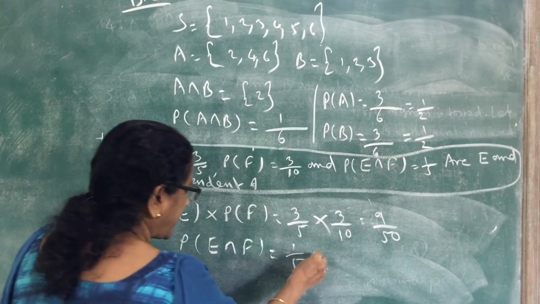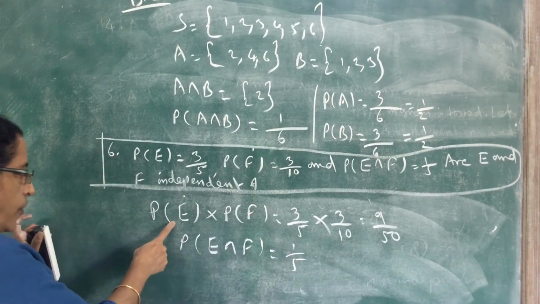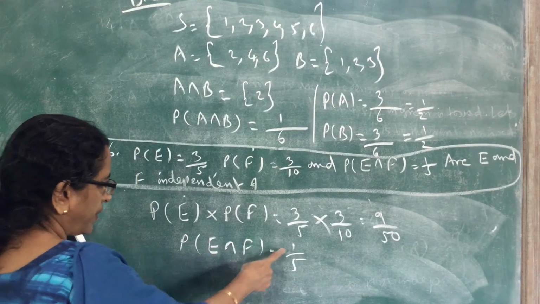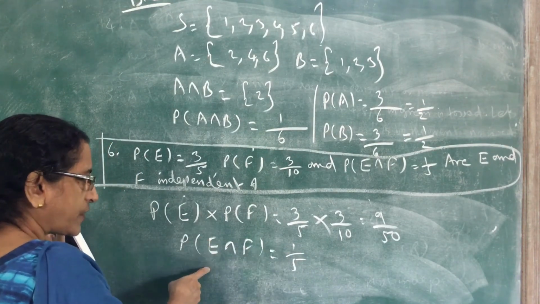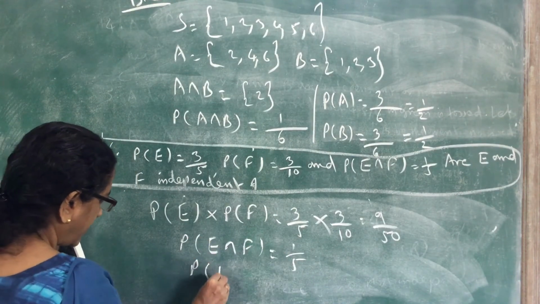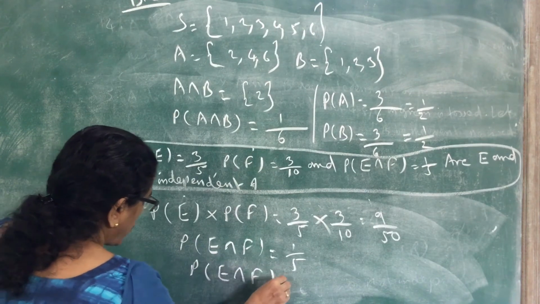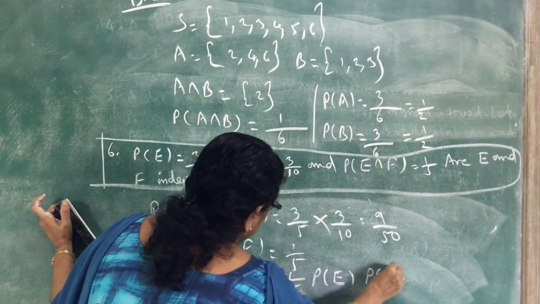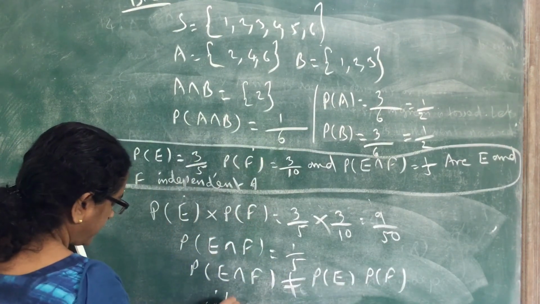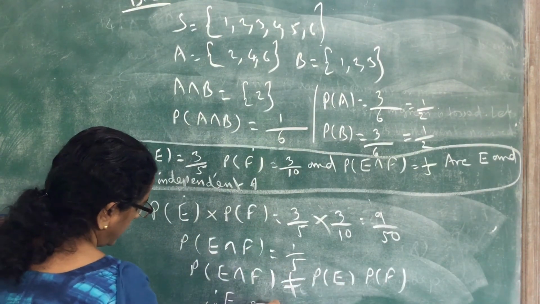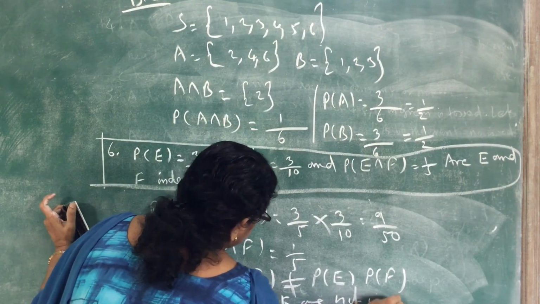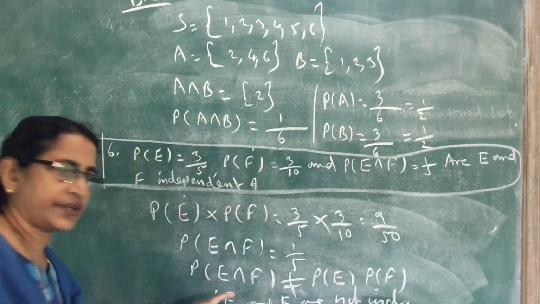So both are different. P of E into P of F is 9 by 50. P of E intersection F is 1 by 5. So they are not equal. So write probability of E intersection F is not equal to P of E into P of F. Therefore E and F are not independent.